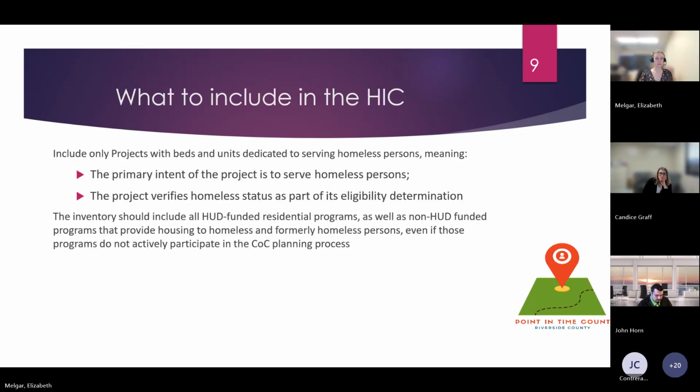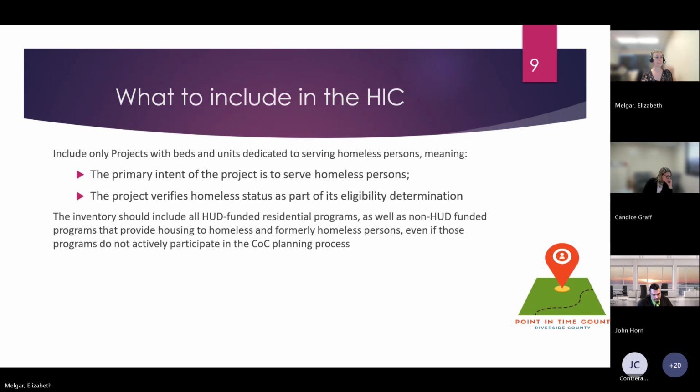Okay, next slide. So what to include in the HIC? The HIC is designed to be an accurate reflection of the continuum of care's capacity to house homeless and formerly homeless persons. Therefore, it is a complete count of emergency shelter, transitional housing, and permanent supportive housing beds available on the night of the count and in the CoC.